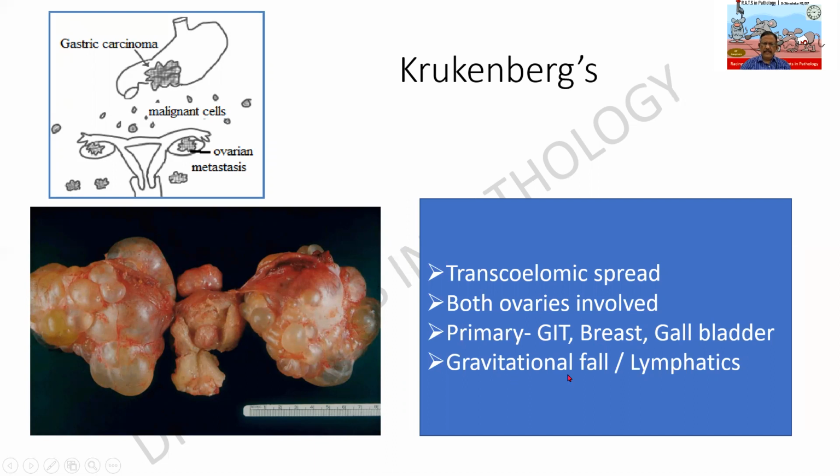People used to say that it is because of the gravitational fall that the tumors get collected in the ovaries. But some books say that it is because of the lymphatics also. This particular diagram you people can draw. A gastric carcinoma over here, malignant cells are simply falling and they get accumulated in the ovaries, which is a bilateral mucin secreting adenocarcinoma of the ovary, which is called the Krukenberg's tumor. This can be a question for you.